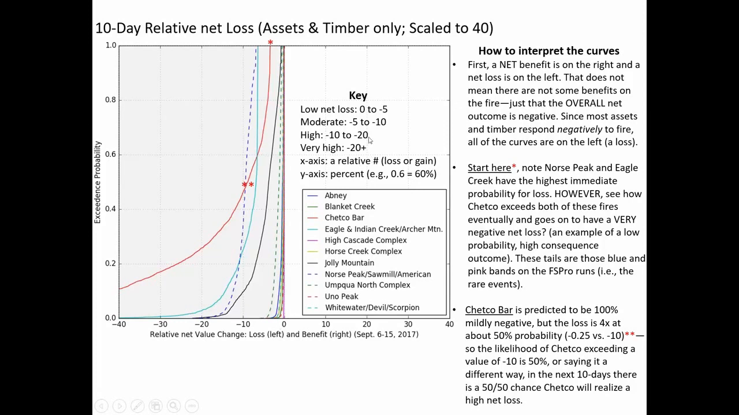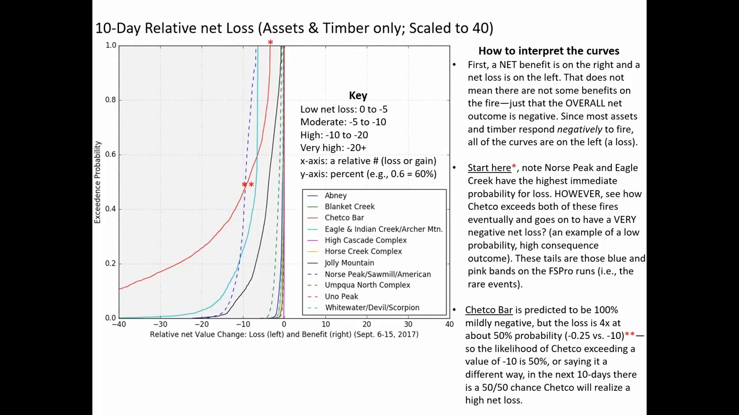And if you look at the key up here, a low net loss is 0 to -5, a moderate -5 to -10, a high -10 to -20, and then very high is the -20 plus. And so what we're looking at here is each of those lines are fires. So the red is Chetco Bar, the dashed light blue is Norris Peak, and that light blue is Eagle Creek. And then the dark black line's Jolly. Those were very large, very prominent fires at the time.